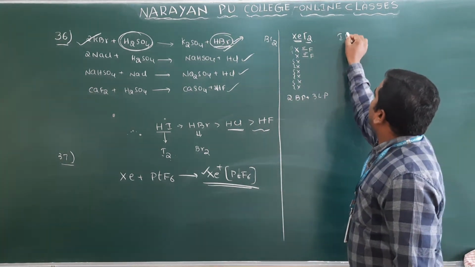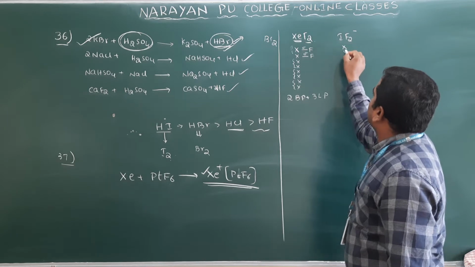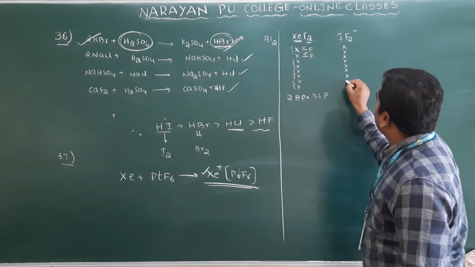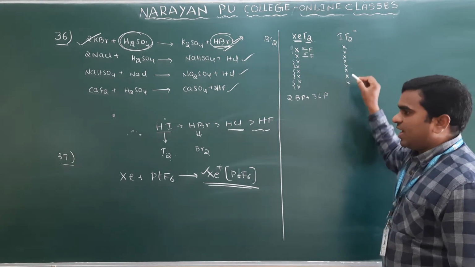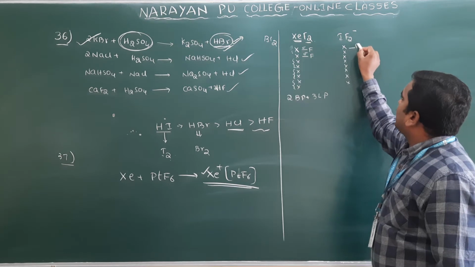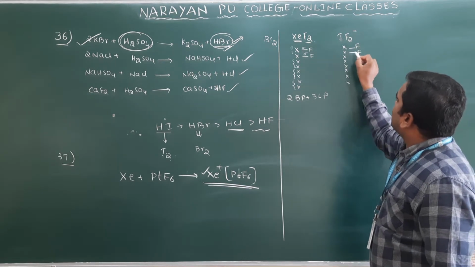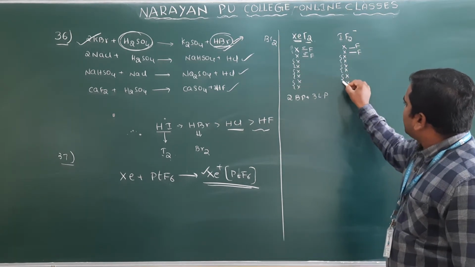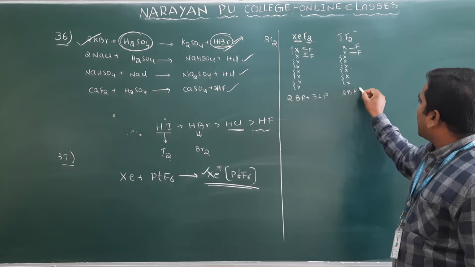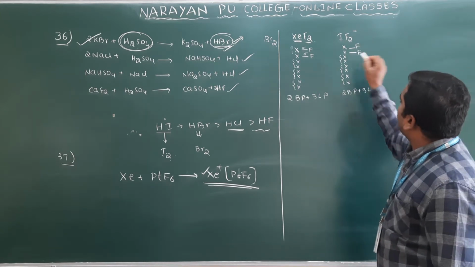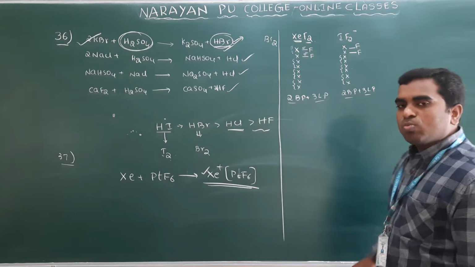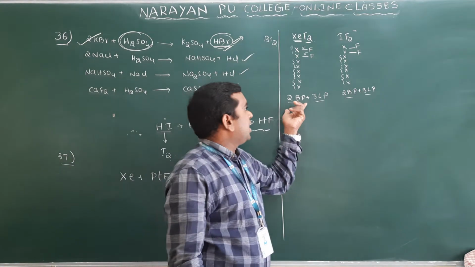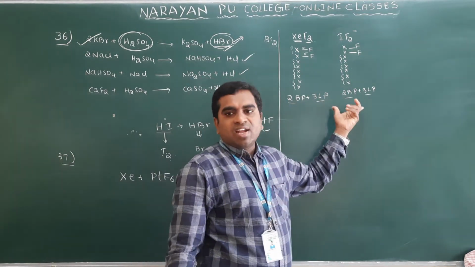IF2 minus, you calculate. Iodine belongs to which group? Group 7, so 7 electrons. But here a negative charge is there, so 1 electron should be added. Add 1 electron. Total how many are there? 8. So how many bonds does it have to form? 2 bonds. Iodine will use 2 electrons. And here, you see there are 2 bond pairs and 3 lone pairs here also. Both are the same. Same means the same number of bond pairs and lone pairs are there. It will have the same structure.